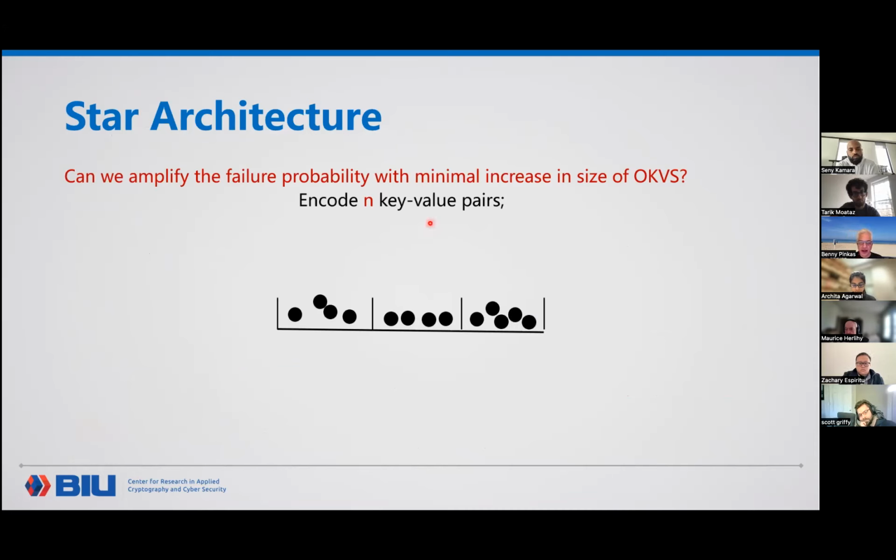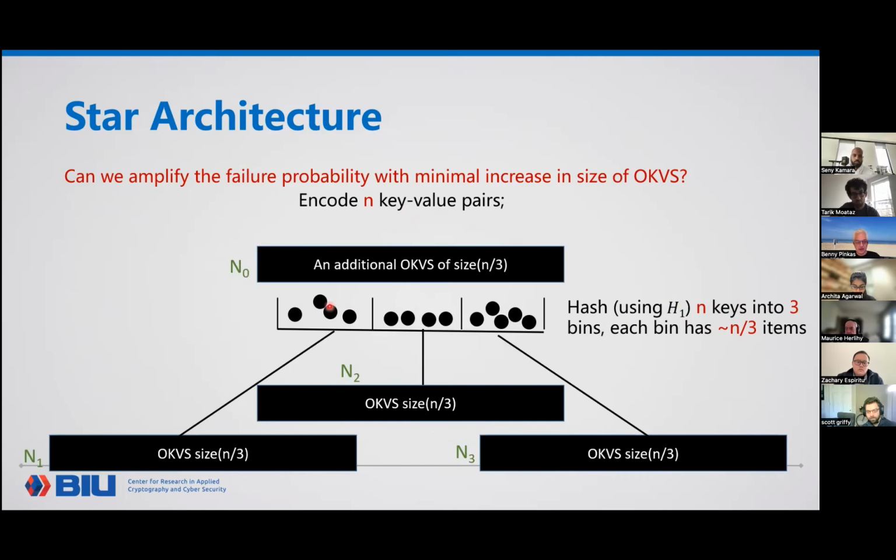So we have n key-value pairs, and we use a hash function, say h1, which maps the n keys to 3 sets, 3 bins. Each one of them is going to have about n over 3 items, because this is a random hash function that we define in advance. So these n items are mapped to 3 bins, each of size n over 3.